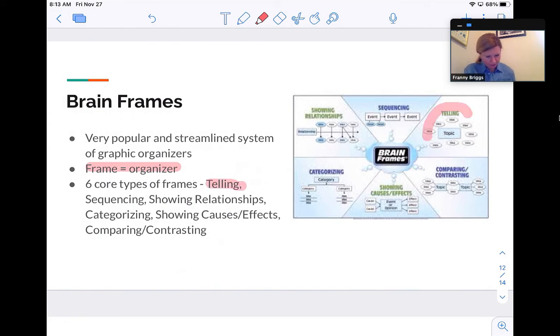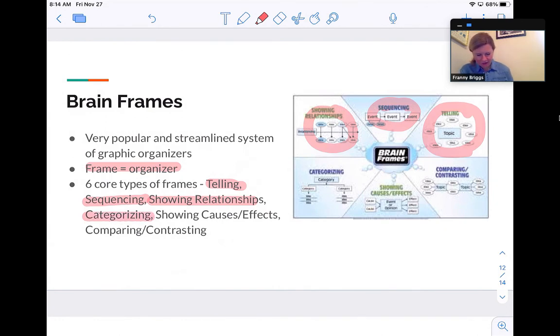So telling frames are over here. And then we have sequencing. Sequencing frames are good for showing events in order. Showing relationships, that's this one. This one's a little bit tricky, so we'll definitely do a separate presentation on that one.